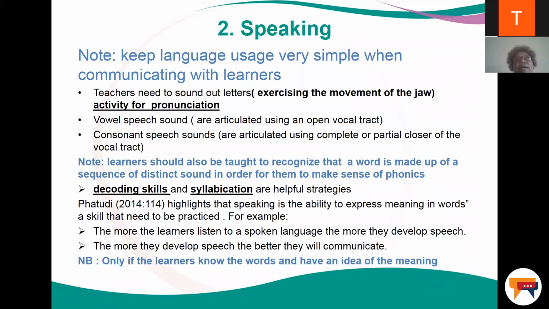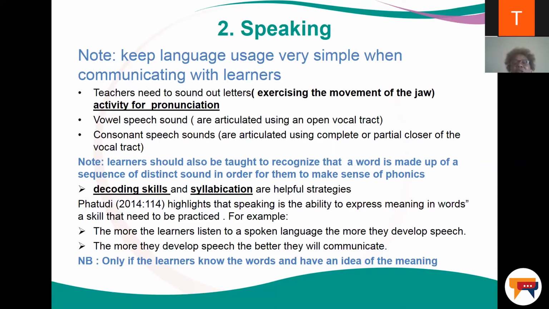There is another language skill, which is speaking. Note language usage. Very simple. Must be very simple when communicating with learners. Teachers need to sound out letters, exercising the movement of the jaw, activity of pronunciation. Vowel speech sound. You must know how to articulate the sound. If you don't know, ask somebody to help you.